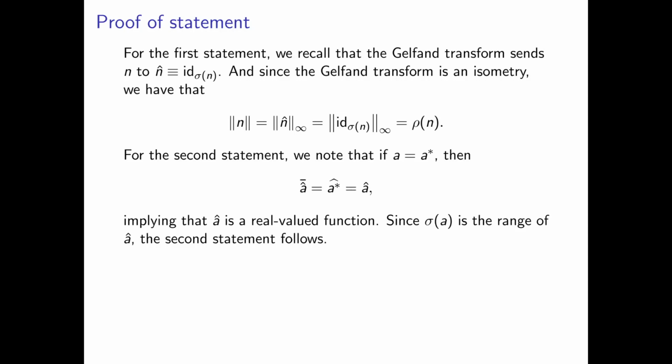But that is basically the functional calculus. Anyway, if A is a self-adjoint element, then the complex conjugate of A hat is, of course, the Gelfand transform of A star. But the Gelfand transform of A star is just the Gelfand transform of A, since A star is equal to A. But then we see that the complex conjugate of A hat is just A hat, which means that A hat is a real valued function. And since the spectrum of A is the range of A hat, the second statement follows.